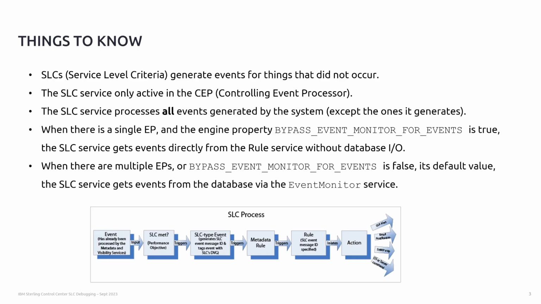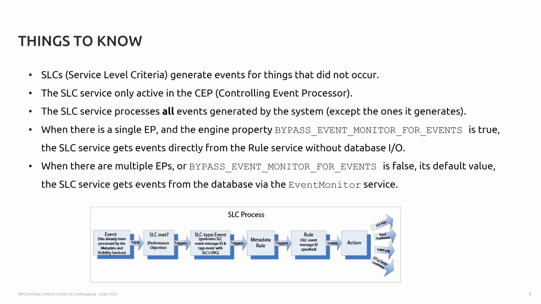Well, the SLC service consumes your SLC definitions, and then it'll set up all these timers for things that are supposed to happen. And if the SLC service sees events about those things that you've defined, then it'll cancel those timers before they go off. But if it doesn't cancel the timers when they go off, they'll generate the events about the things that did not occur that would allow your rules to be triggered and actions to be taken.